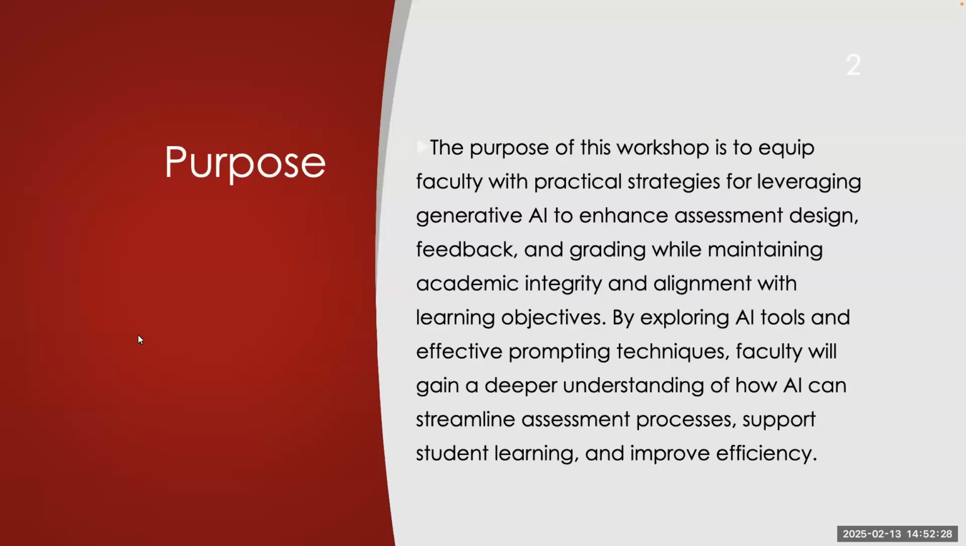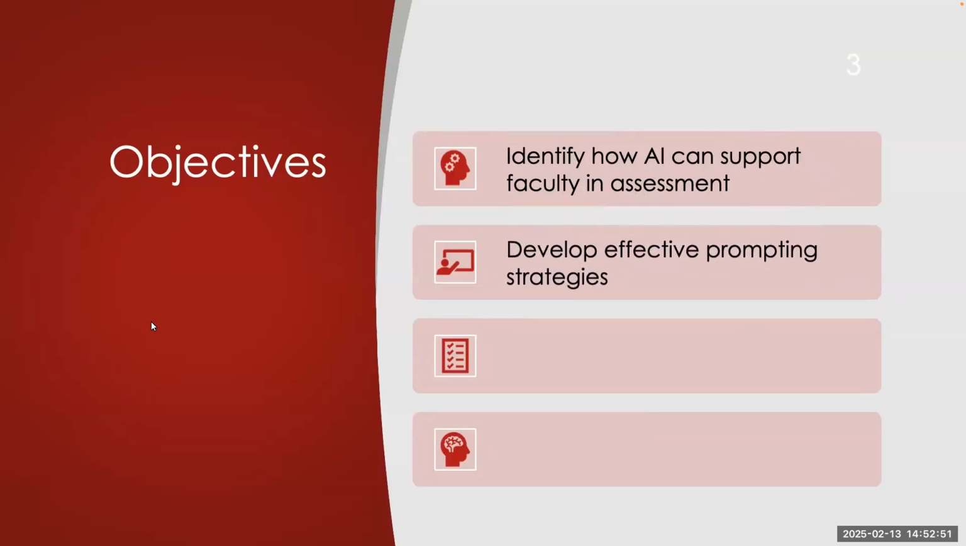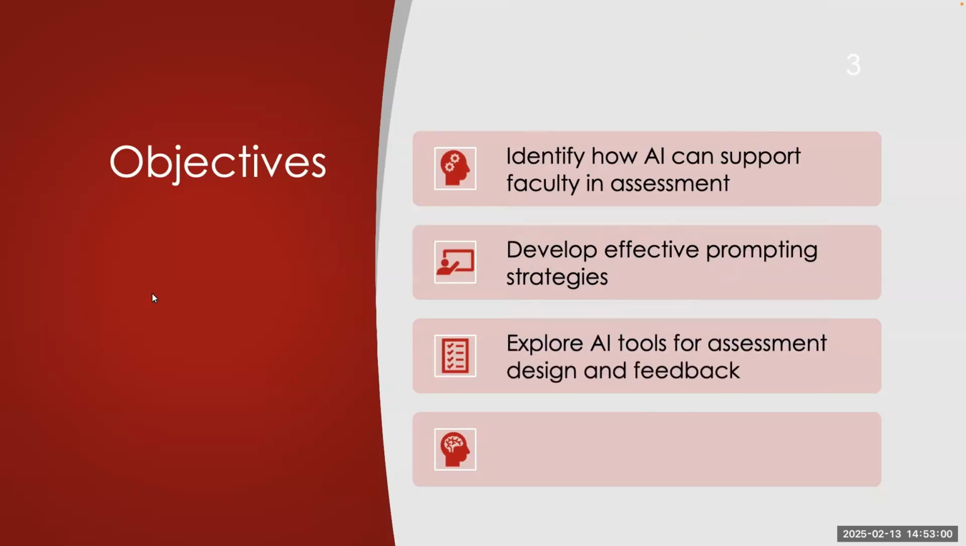So, what we want to do in this session is take a look at some AI tools and develop some practical ways to use AI to streamline and make our assessment more efficient. So, our objectives: identify how AI can be used to support assessment, effective prompting strategies, because the AI's work is only as good as the prompt that it is given, explore some different AI tools that can be used for assessment and feedback, and apply AI strategies to your own assessment.